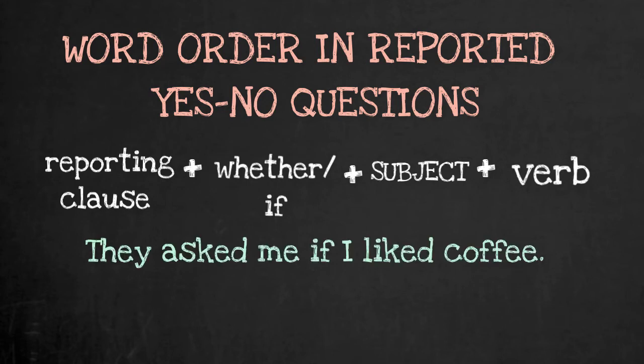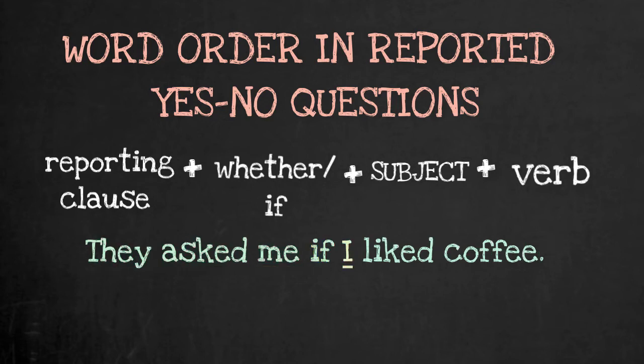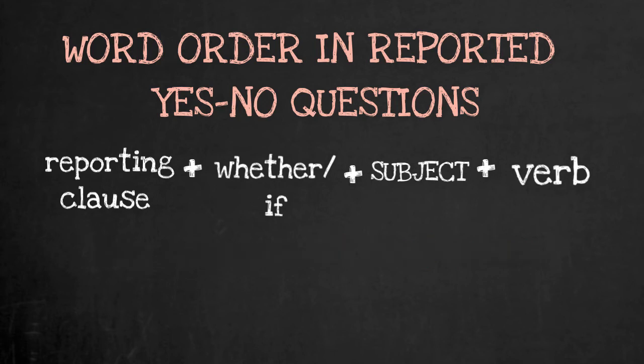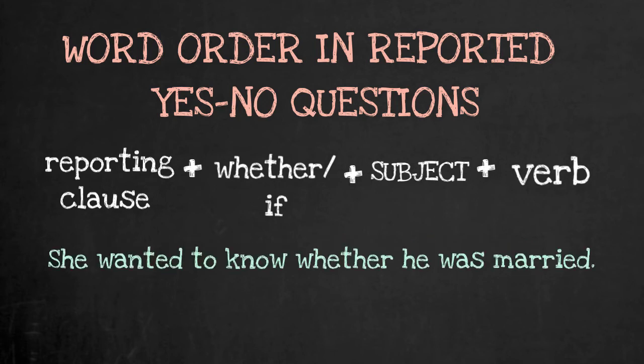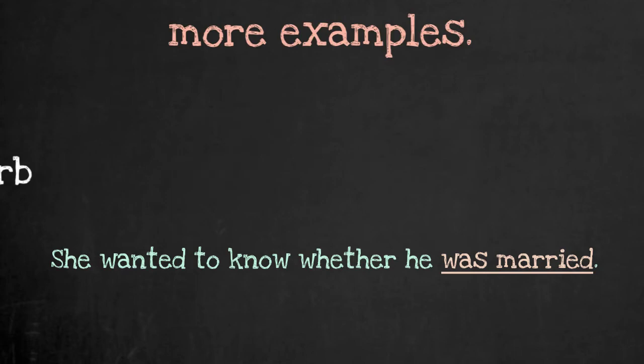Like in, they asked me if I liked coffee. They asked me is a reporting clause, if, I is the subject, liked coffee is the verb phrase. Or she wanted to know whether he was married. She wanted to know is a reporting clause, whether or if is a form we use for questions in reported speech. He is the subject and was married is the verb phrase.